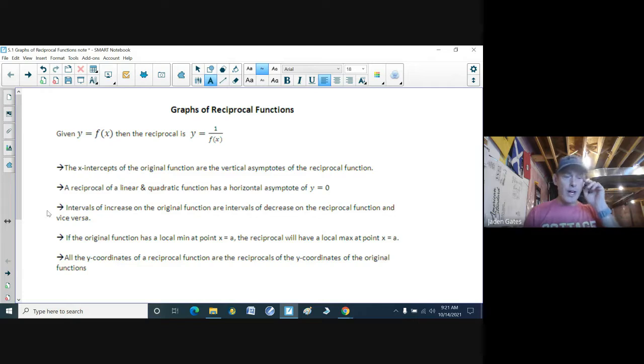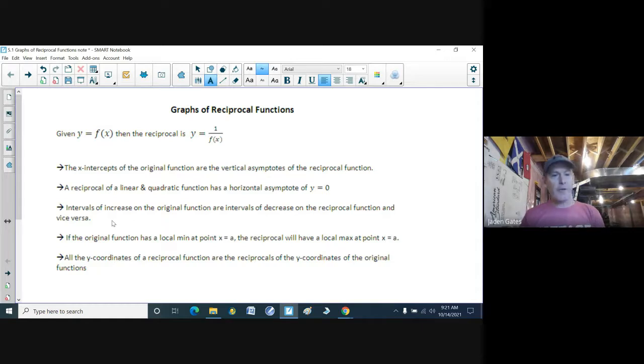reciprocals. The first one, and I'm going to come back to these and refer to them as we go along, is that the x-intercepts of the original function are actually the vertical asymptotes of the reciprocal function. So the x-intercepts are wherever y equals 0, just like when we had y-intercepts, x equals 0. A reciprocal of a linear and quadratic function has a horizontal asymptote of y equals 0. That's always going to happen because the degree of the denominator will always be higher than the degree of the numerator, because you have a number on the top and some kind of variable on the bottom.